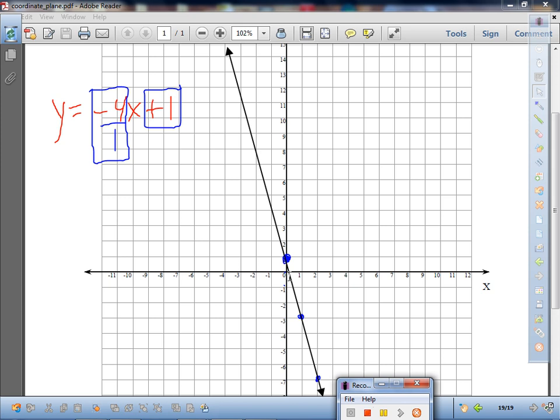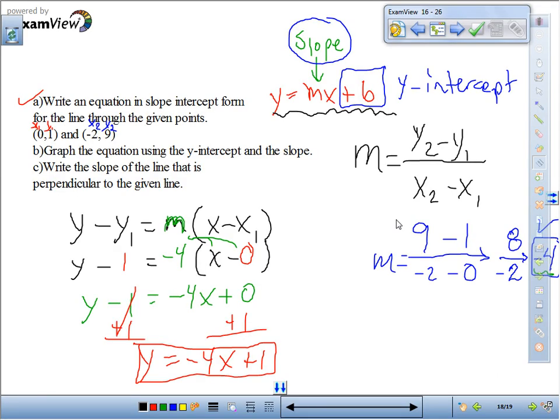Did we graph our line? Yes. Using the y-intercept and the slope. So with that said, part B is done. We're done with the graph. And part C says, write the slope of the line that is perpendicular to this one. Think about it. Don't say it out loud. Focus, please. So I want you to underline or circle where it says slope and perpendicular. Think about those two words.